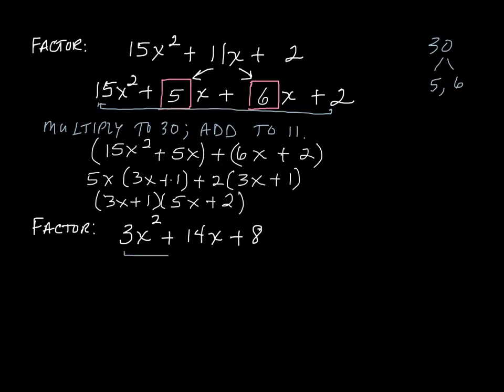Multiply your 3 times 8. 3 is positive, 8 is positive. So we're looking for two numbers that multiply to 3 times 8, which is 24, and add to 14. 14 is the middle coefficient. So two numbers that multiply to 24 and add to 14.